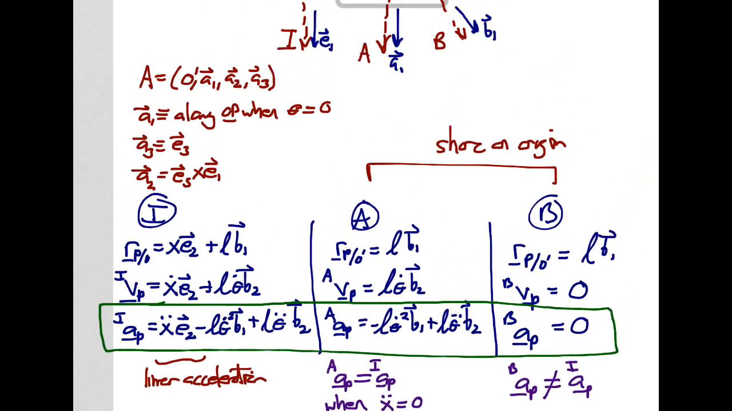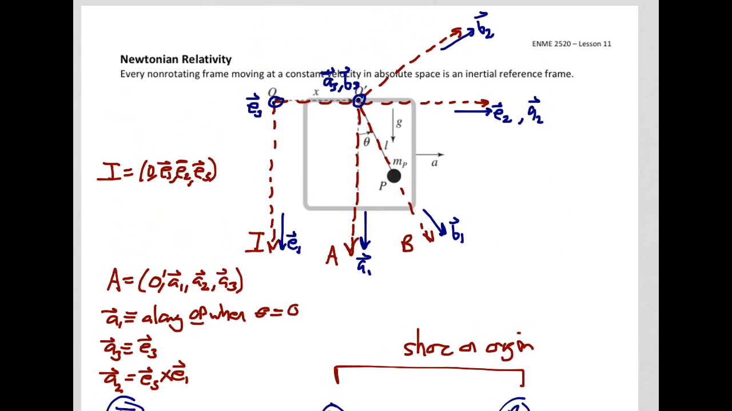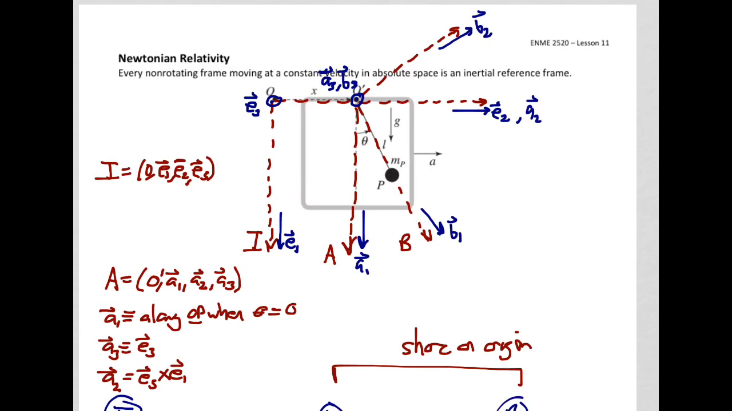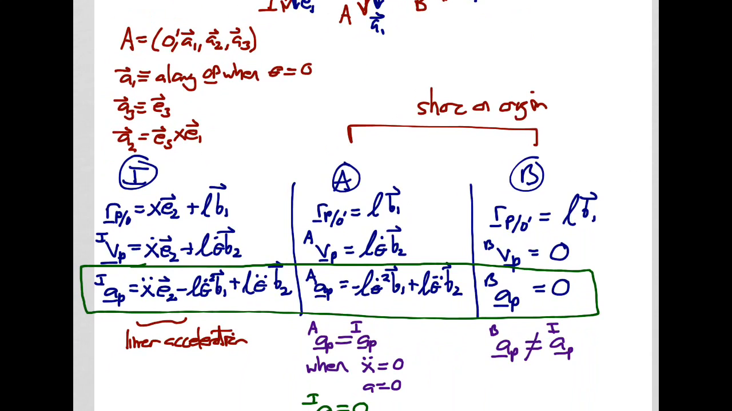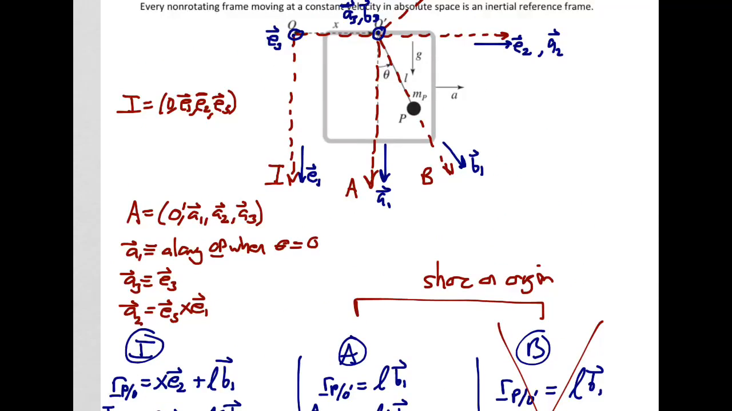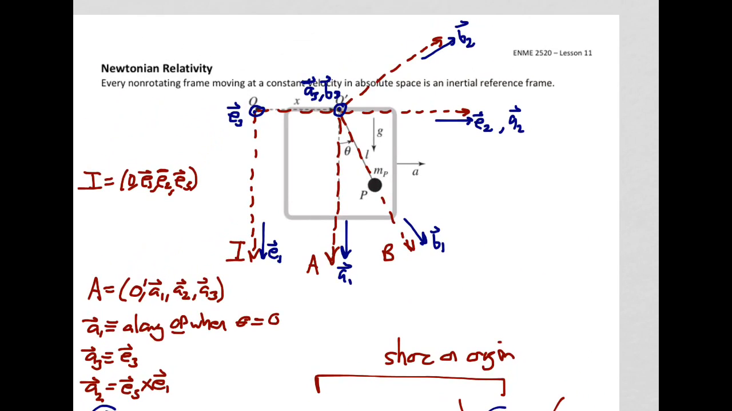And so this is the idea of Newtonian relativity, which is saying that every non-rotating frame moving at a constant velocity in absolute space is an inertial frame. And so if we go back to reference frame B, it's automatically out because, as you see here, it is a rotating frame. Okay, it's rotating relative to the inertial reference frame. This reference frame A is a non-rotating frame, and if the acceleration of that frame is equal to 0, then you can use that as an inertial reference frame.